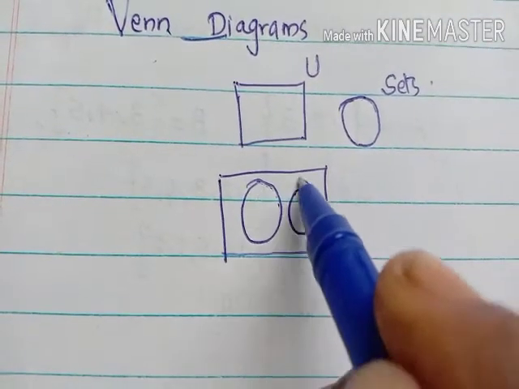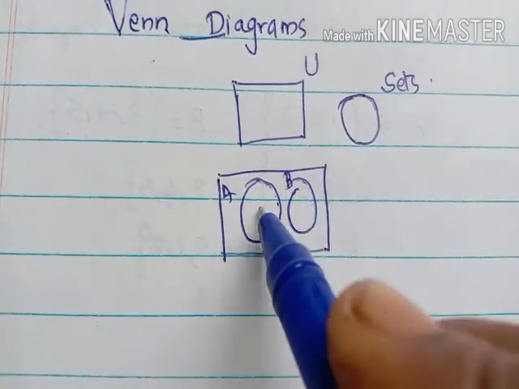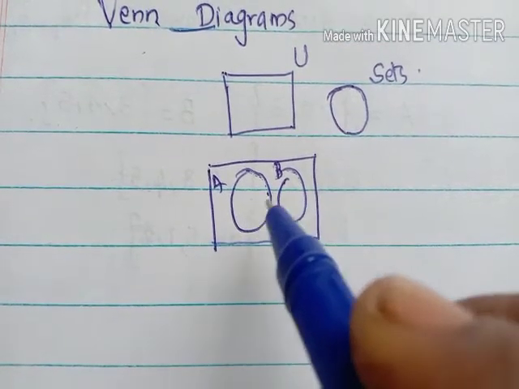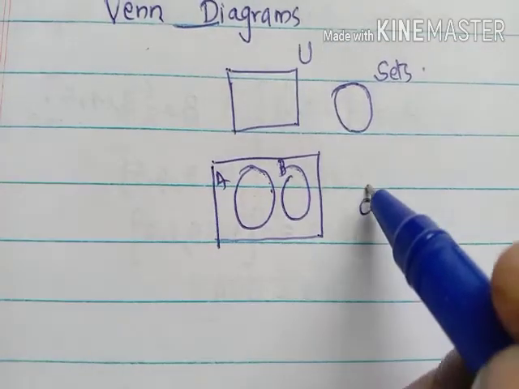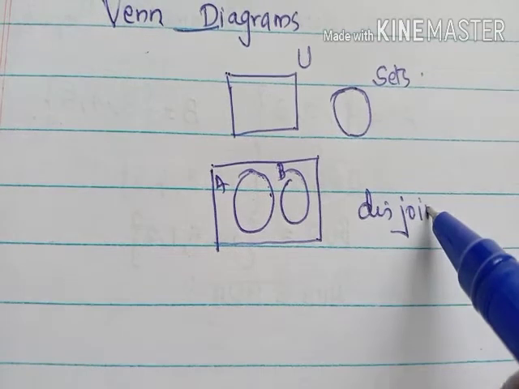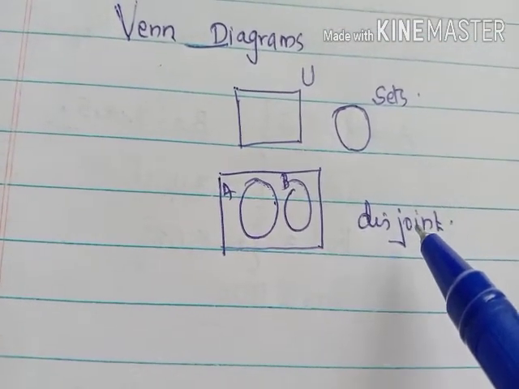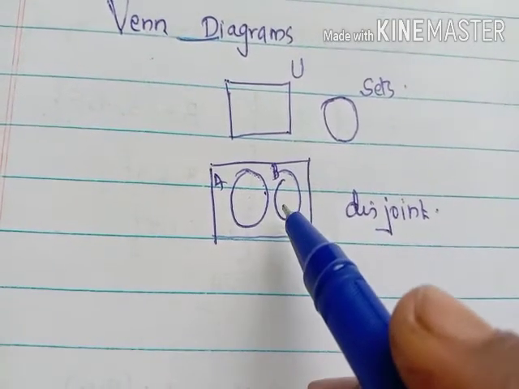Listen, suppose we have two sets A and B. There is no connection between A and B. They are not joined. That means they are disjoint sets. There is no common element between these two sets. So we can express any two disjoint sets in a Venn diagram like this.